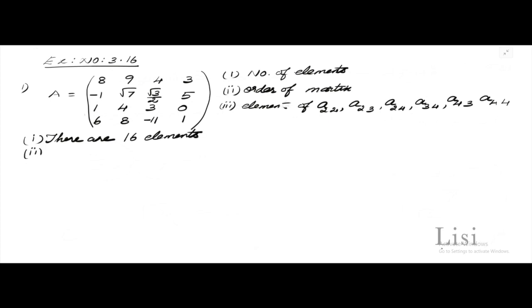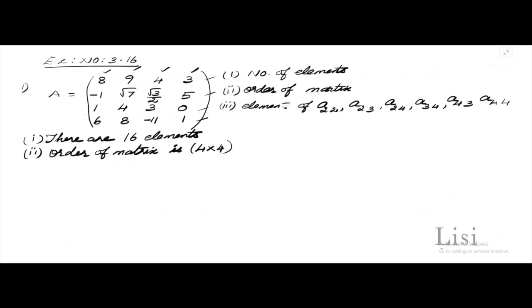And second one, what is the order of the given matrix? The order means row cross column, isn't it? How many rows are there? 1, 2, 3, 4. So 4 cross. How many columns are there? 1, 2, 3, 4. Into 4. Clear?